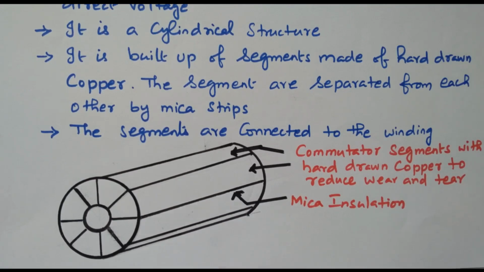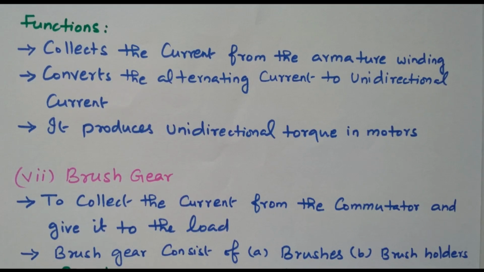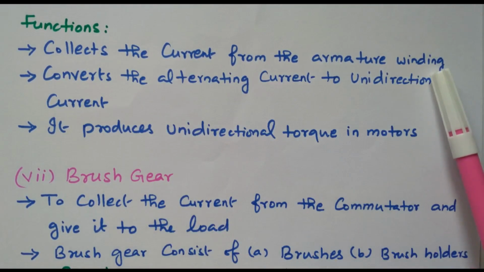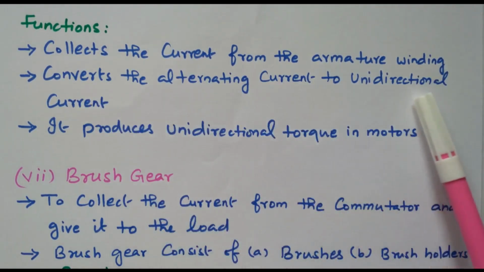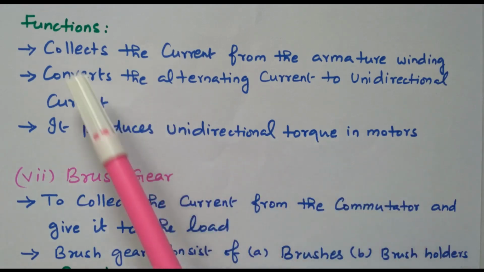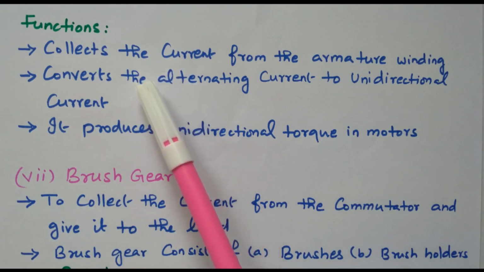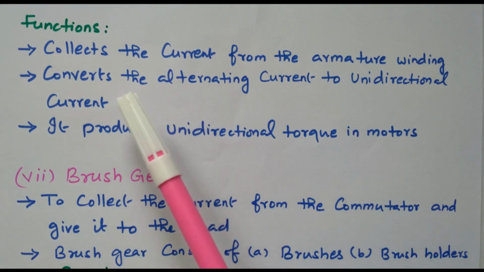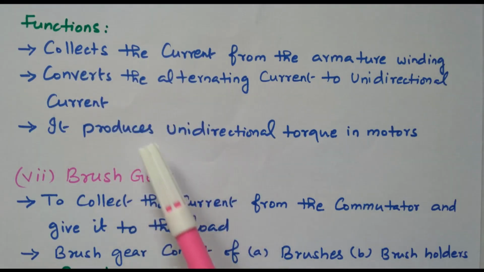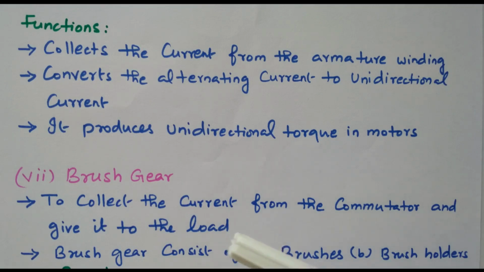Now we'll see what is the function of this commutator. The commutator function is to collect the current from the armature winding and convert the alternating current into unidirectional current. It produces unidirectional torque in the motor. Right. So it will collect the current, and also supply the current. In case of a motor, it will supply the current. In case of a generator, it will collect the current and also convert it into unidirectional current. Right. So the commutator is the important part to collect or supply the current to the armature.